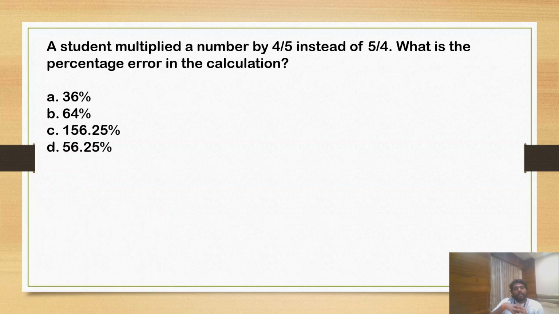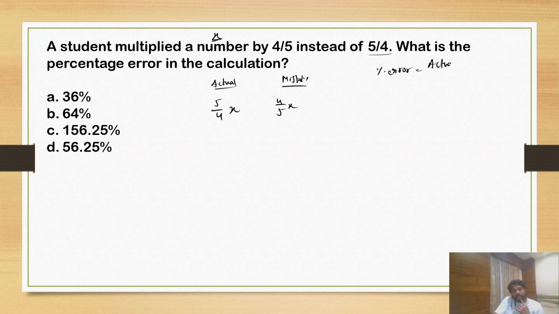A student multiplied a number by 4 by 5 instead of 5 by 4. What is the percentage error in the calculation? Actually, he needs to multiply with 5 by 4. Let's say a number is x. x should be multiplied by 5 by 4, which is the actual. But by mistake, he multiplied with 4 by 5x.